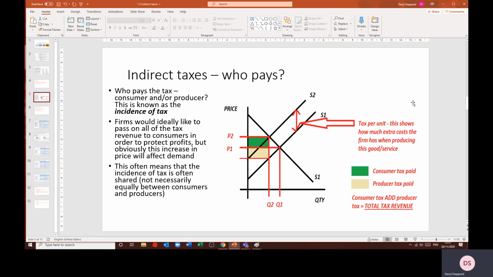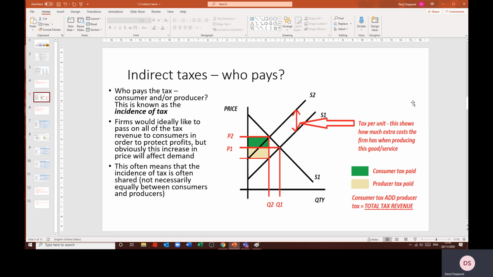Right, now what we're going to be thinking about now is something that we call the incidence of tax. Now what that means is, who pays the tax? Will it be the businesses that pay the tax, or will it be the consumers that pay that tax? Because ultimately a tax is a cost to a business when they sell goods and services. And the businesses have ultimately some different choices to make.